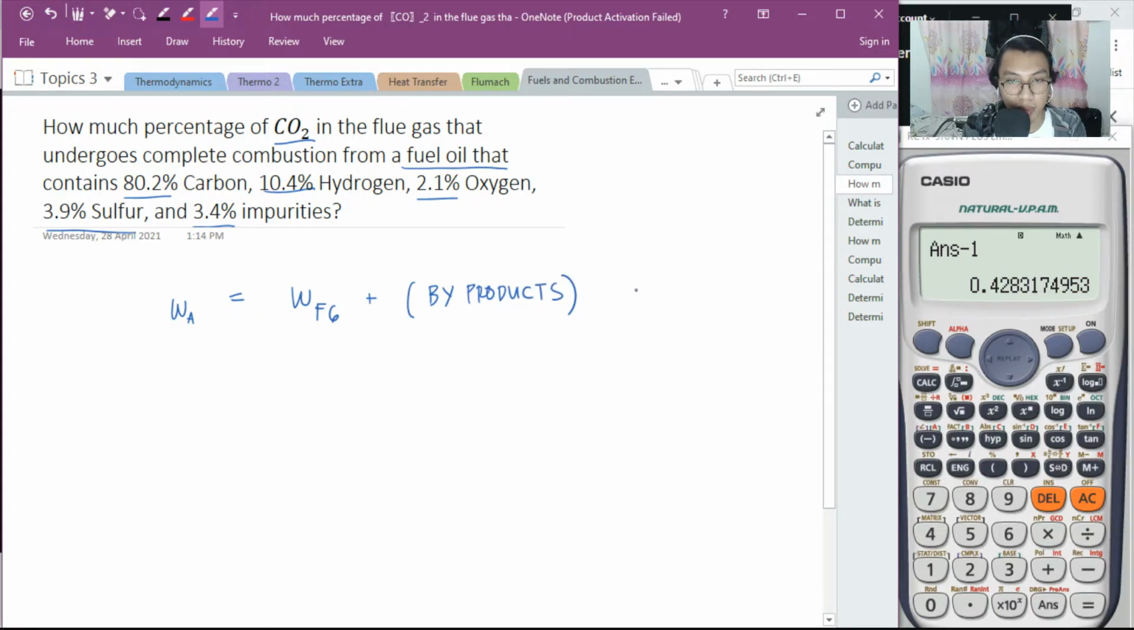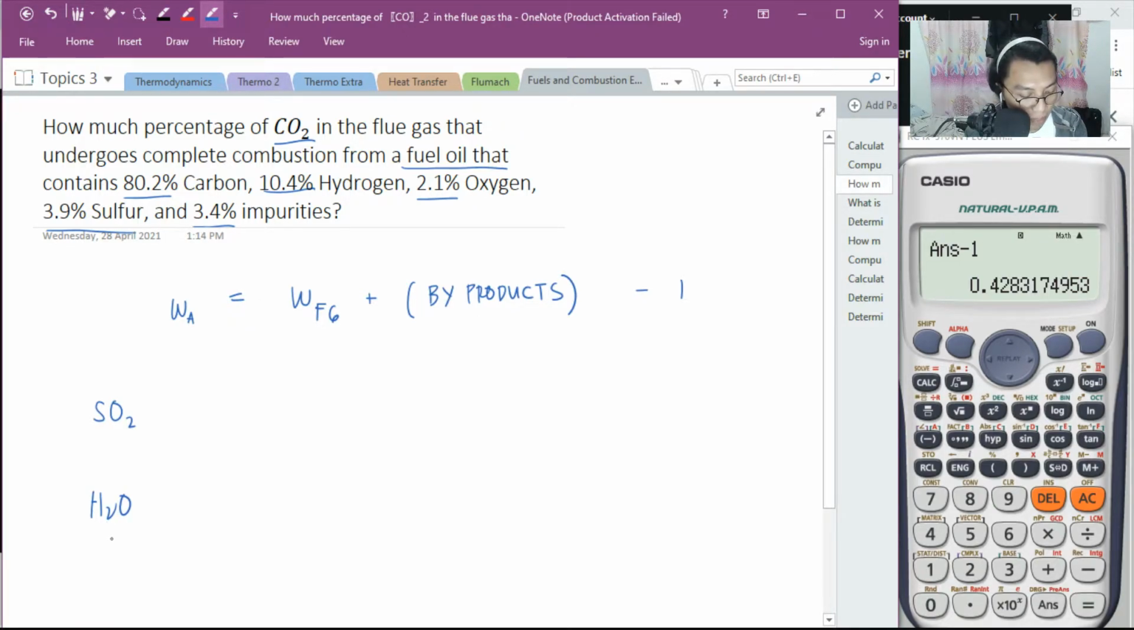Okay? Minus 1. Now, hahanapin mo yung percent by weight. Paano mahanapin? Ano ba yung mga byproducts dyan? Tandaan mo, laging kapag may combustion ka, sa actual, meron kang byproduct na sulfur dioxide. Okay? Meron kang byproduct na H2O, water, and then carbon dioxide.